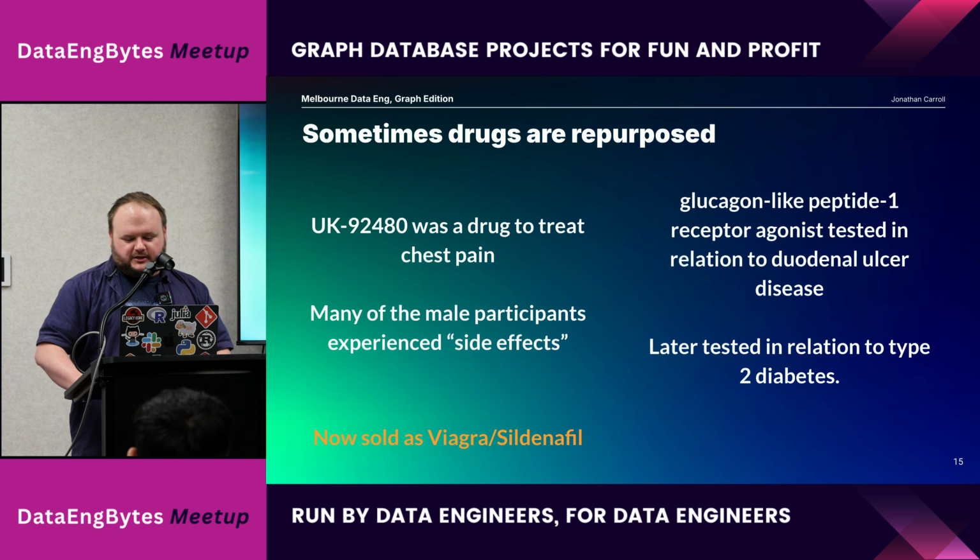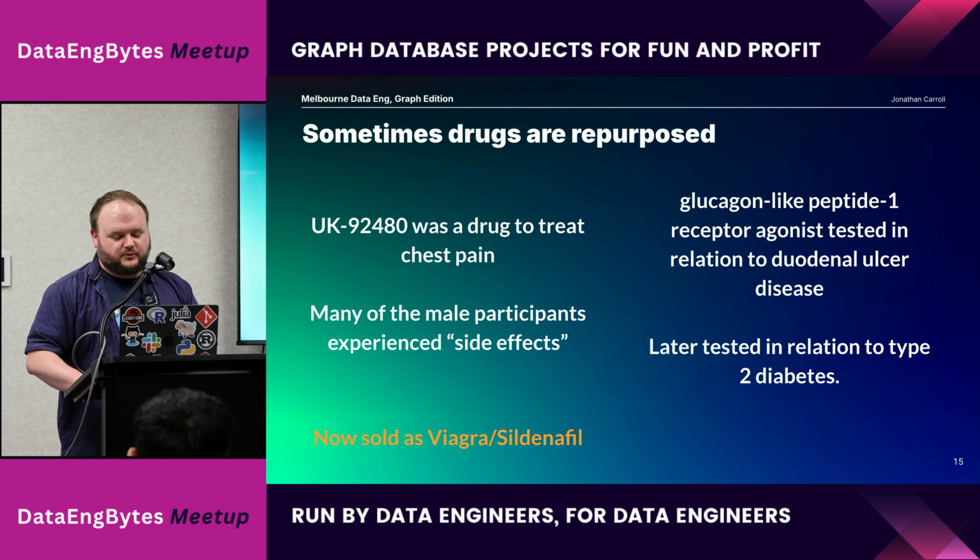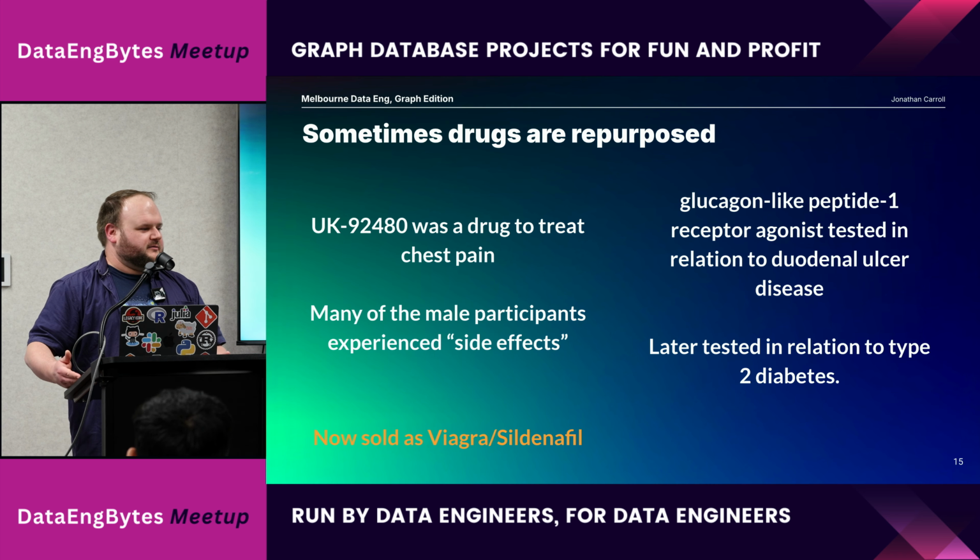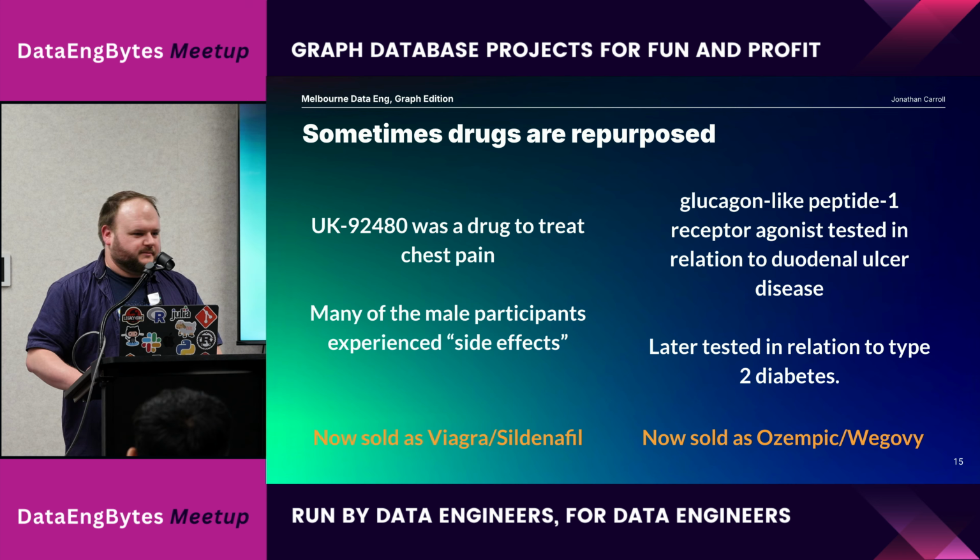There's another one, a glucagon-like peptide 1 receptor agonist, that was for duodenal ulcer disease. And they tried it in those tests, and they realized, hey, this is sort of affecting the insulin pathway, and people are losing weight. And now we have Ozempic, or as I heard it recently, girth control pills.